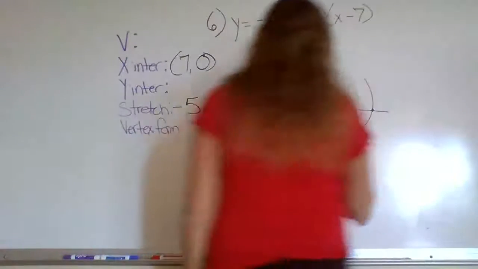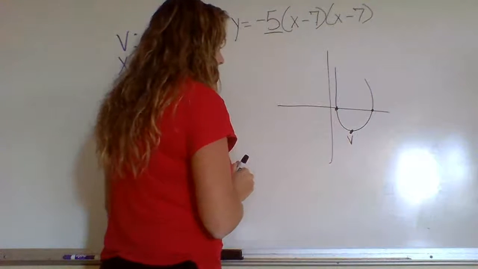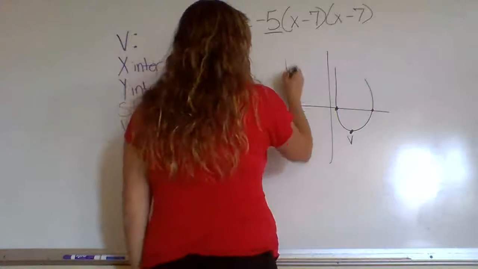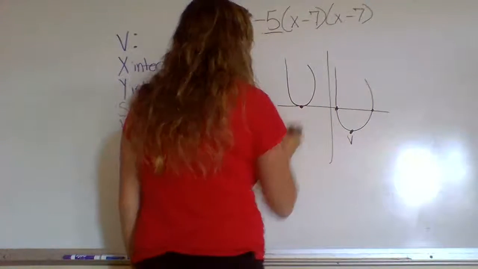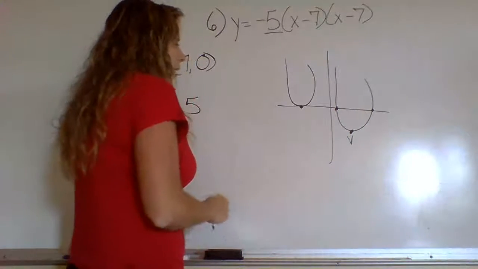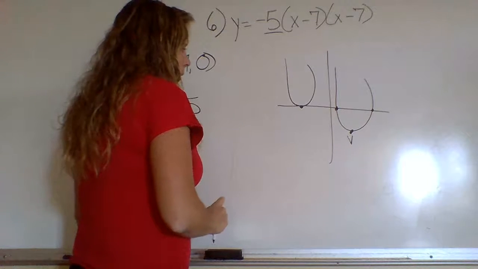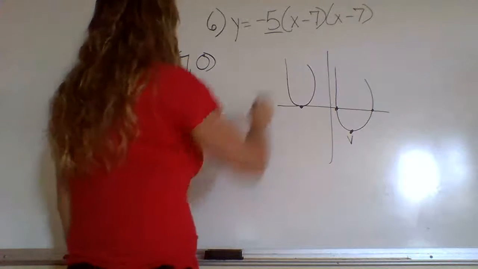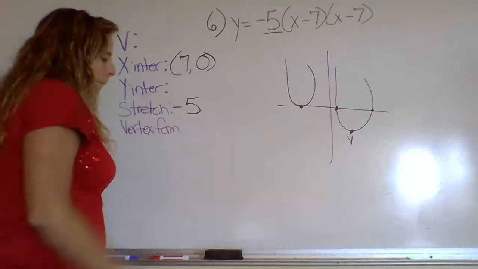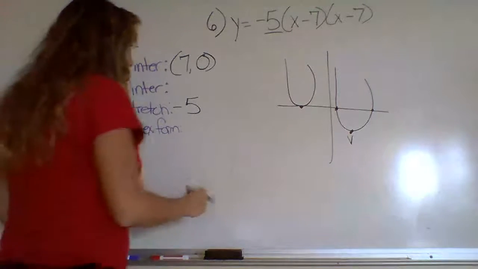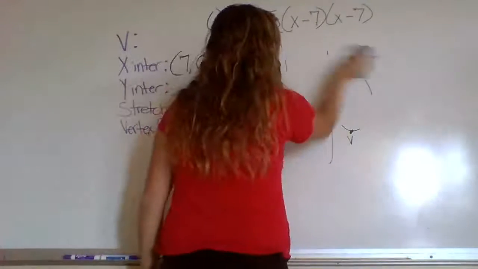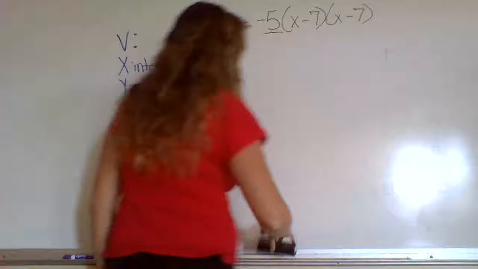If it only has one x-intercept, that x-intercept has to be the vertex. There's no way I can draw a parabola with just one x-intercept unless it's the vertex. Okay, so if you only have one x-intercept, then it is also your vertex. All right. If you only have one x-intercept, it's your vertex.